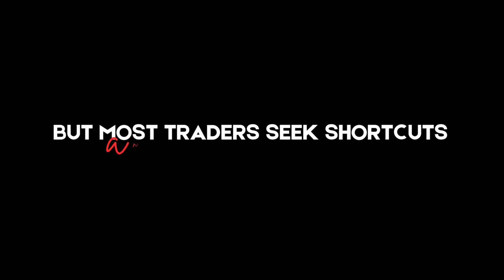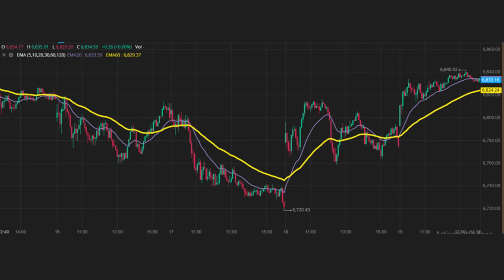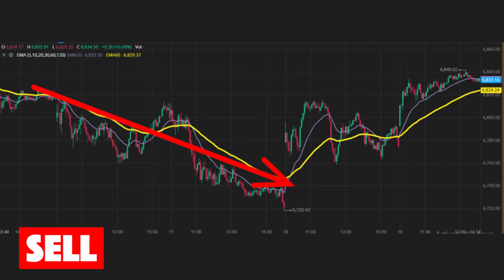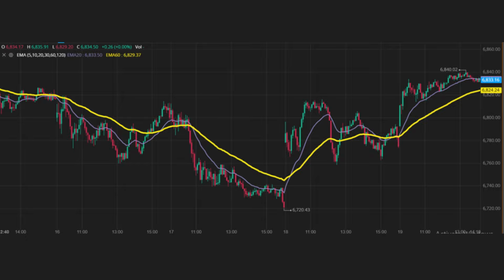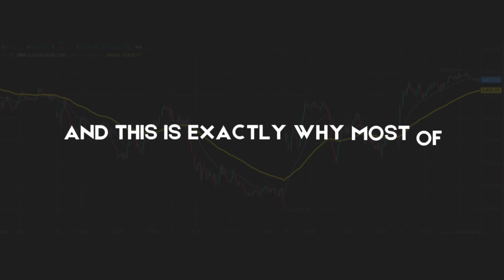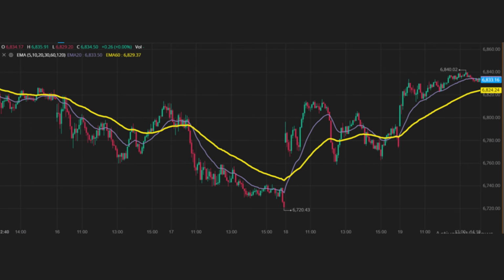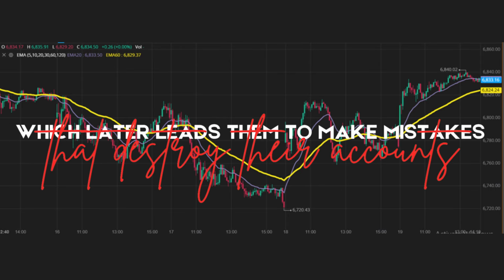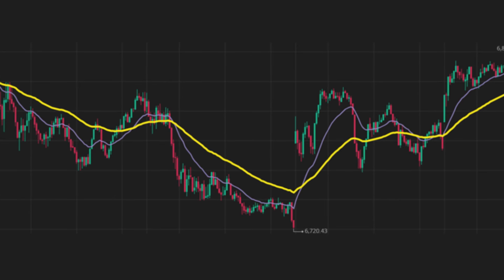But most traders seek shortcuts and fail miserably. As soon as they see that the short-term moving average line crosses above the long-term line, they take a buy trade. And the moment it crosses below, they take a sell trade and enter a short position there. They believe the crossover strategy is just a hard and fast rule for taking positions. And this is exactly why most of their trades end in losses, and they end up claiming that the strategy doesn't work. But in reality, they never understood the core concept and instead chose shortcuts, which later leads them to make mistakes that destroy their accounts. So here are 3 mistakes you should avoid while adopting the moving average crossover strategy.